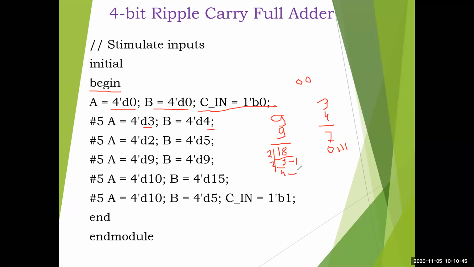2 fours are carry is 1. 2 twos are 4, 0. 2 ones are 0. 1 0 0 1 1. That is the output you are getting for 18. 1 0 0 1 1. Meaning what here? 0 0 1 1 is the sum and 1 was the Cout.